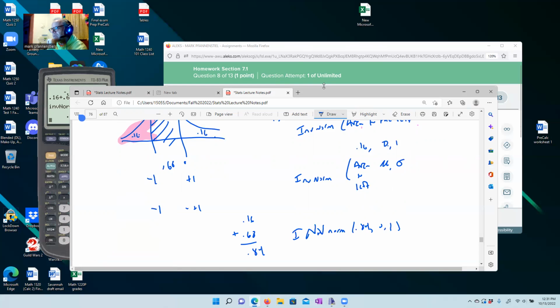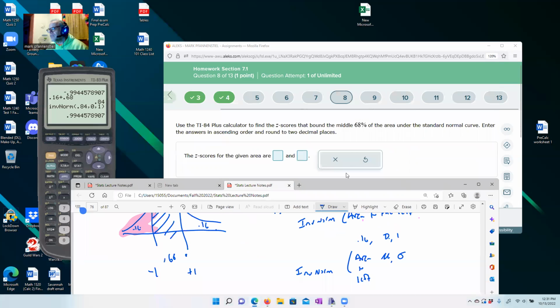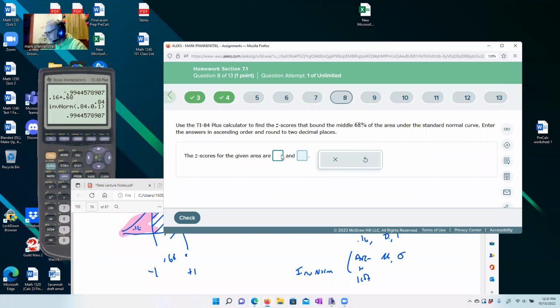Okay. So we're going to type that in, but that's how you use inverse norm. It's a little tricky. You have to remember it's the probability to the left of the thing you're looking for. You might have to arrange some puzzle pieces. You might have to arrange some areas to get the exact value that you're looking for, and we'll see that when we get to the next section. Okay, so hopefully that helps a little bit. This is going to be between -1 and +1.